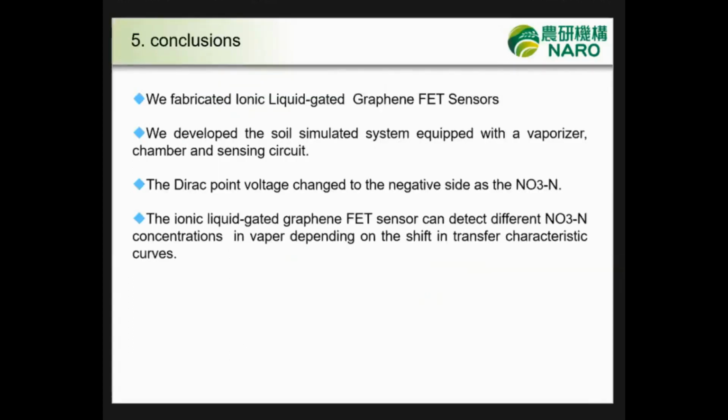Conclusions. We fabricated ionic liquid gated graphene FET sensors. We developed the soil simulated system equipped with a vaporizer, chamber, and sensing circuit. The Dirac point voltage changes to the negative side as NO3-N increases. The ionic liquid graphene FET sensor can detect different NO3-N concentrations in vapor depending on the shift in transfer characteristic curves. Thank you.